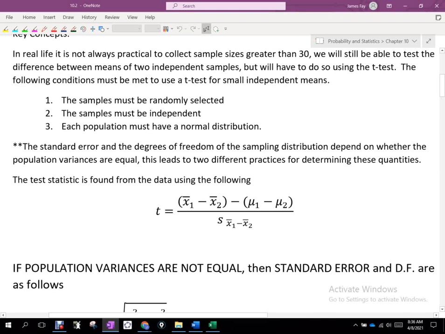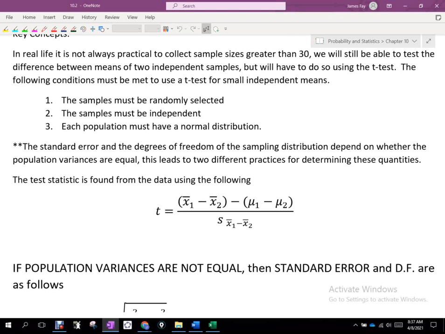The standard error and the degrees of freedom of the sampling distribution depend on whether the population variances are equal. Even when we grab Excel later on, probably Monday, to run this test for us, we have to make the distinction: are the population variances equal or unequal? Generally they're going to have to tell you that, or we make the assumption that they are equal and move on that way. But that'll be added information.